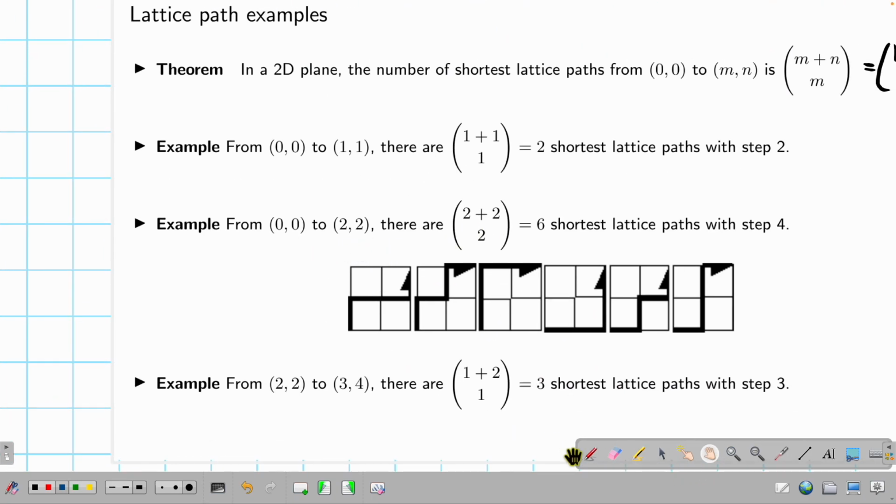From 0,0 to 2,2, so this is 0,0. 2,2 is here. How many ways? Use this formula, it will be 2 plus 2 choose 2, which is 6, and the figure here shows all the 6 possible lattice paths you can do.